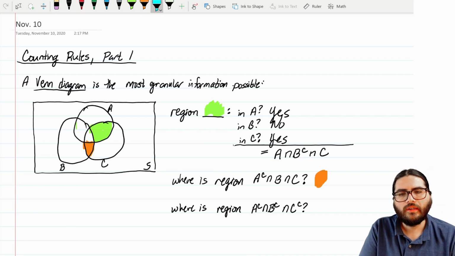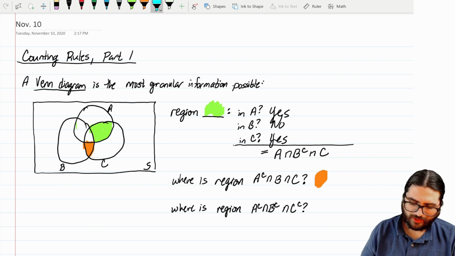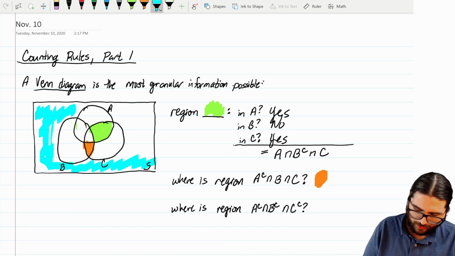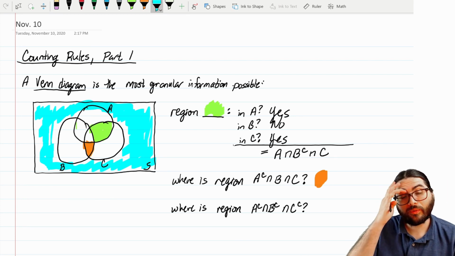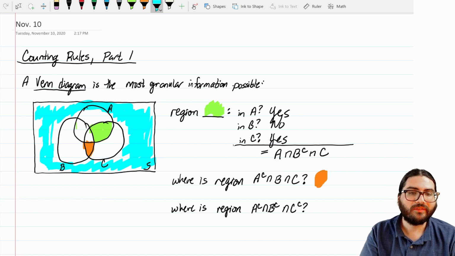One more. Where is region A complement intersection B complement intersection C complement? Oh, okay. That's outside A, also outside B, and outside C. The only region I see, I think that's this outside region here. Pretty big compared to A, B, and C, but do you see how this region that's completely outside of all three of the circles is A complement and B complement and C complement all at the same time.